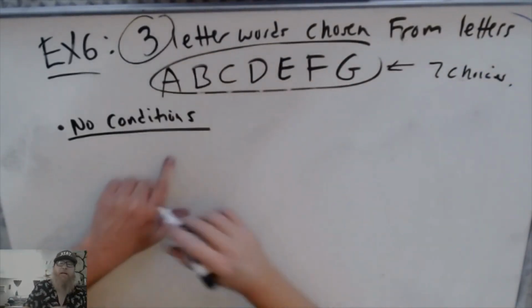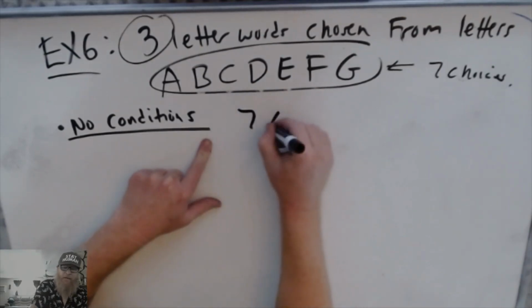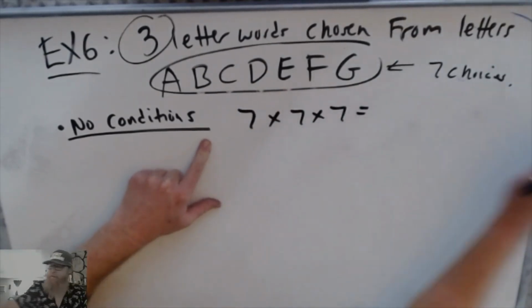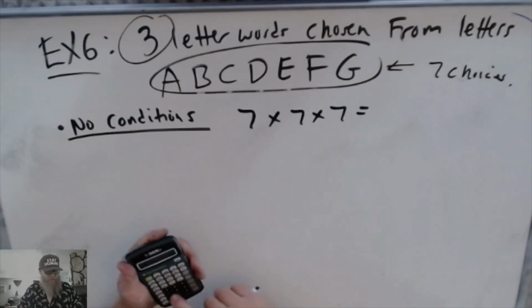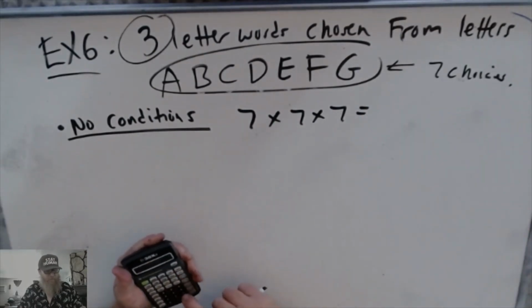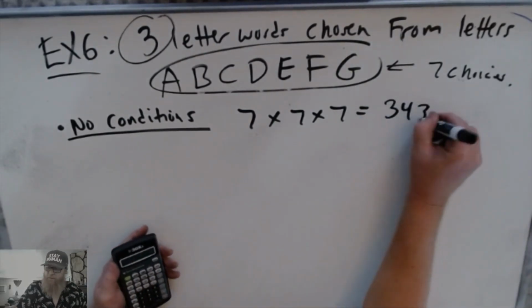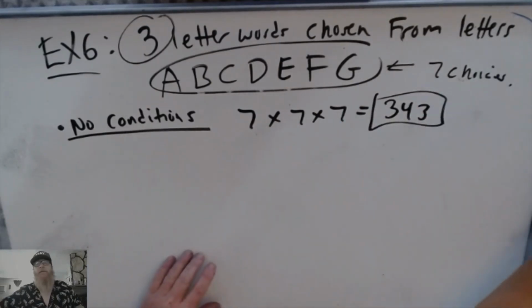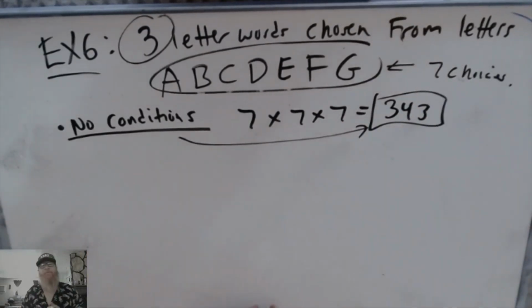This time it's a 3-letter word. So that would be 7 times 7 times 7, or 7 to the 3rd power. 343 possibilities if there's no conditions. That's the easiest possibility.